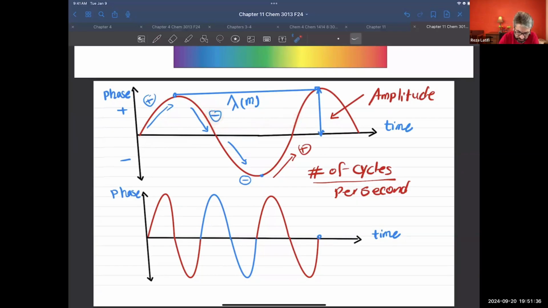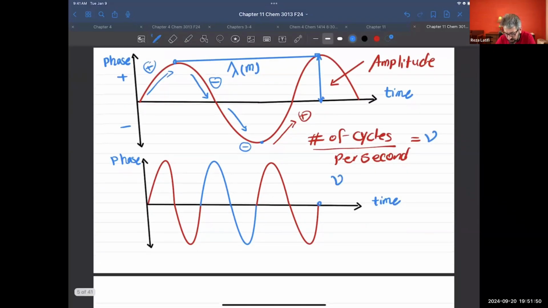We said frequency is the number of cycles per second. We show frequency by nu, the symbol that we use for it, and it has a unit of 1/second or hertz. Let's count the number of cycles. I'm going to pick this point and ask how many cycles are passing that point. This is 1 cycle, so if you're standing here, you see only 1 cycle passing you in 1 second. So it is 1 cycle per 1 second, and the frequency is equal to 1.